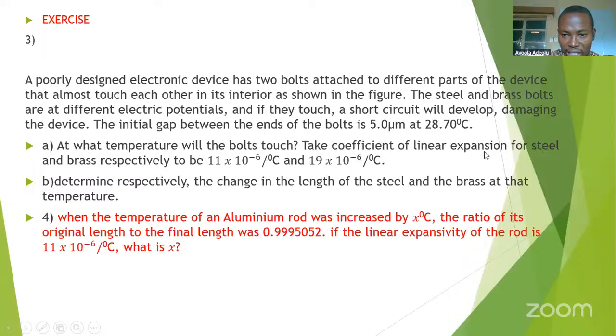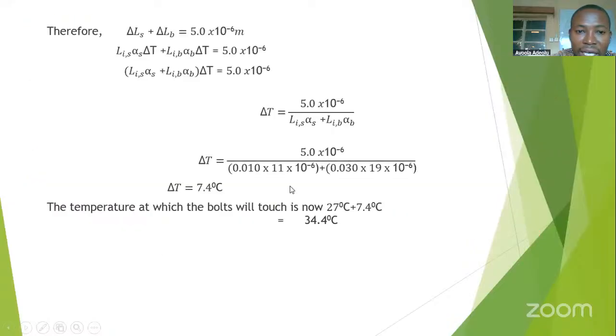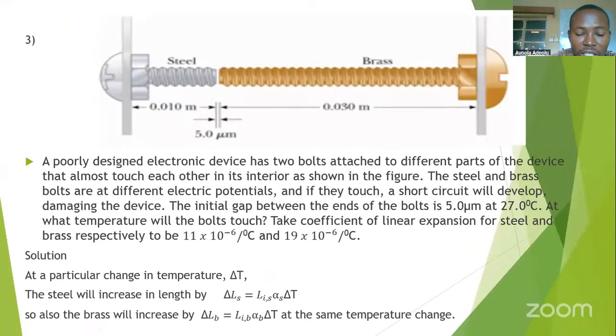Take the coefficient of linear expansion for steel and brass to be this and this, the same as I gave in the previous example. Then question B says, determine respectively the change in the length of the steel and the brass at that temperature. I believe you know what to do now. You just find the change in length. I even put the formula here. After you have gotten the change in the temperature, you can find the change in the length for the steel and for the brass. So this is what I asked you to do.